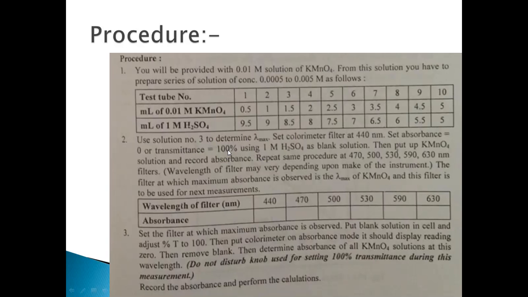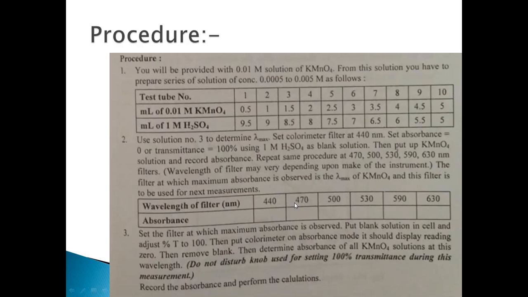transmittance in the colorimeter, or 0 absorbance. And then after that, substitute the cuvette containing the third solution into the sample box, and record the absorbance of that third solution at 440 nanometers. After that, you have to change the filter. Every time you are going to change the filter, change it to the next higher value.